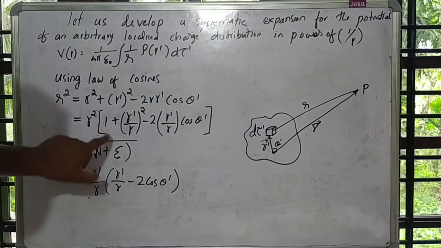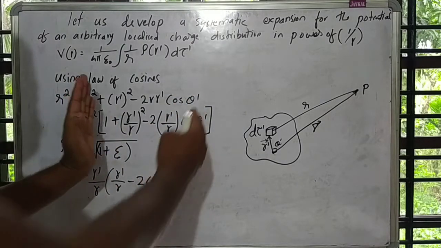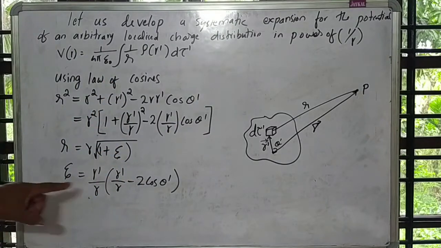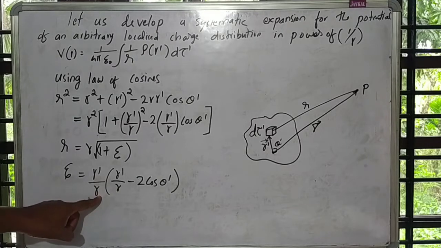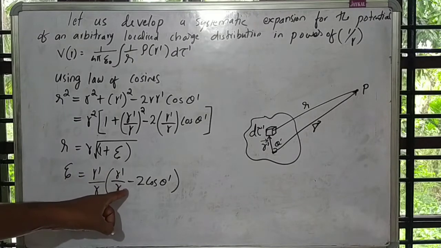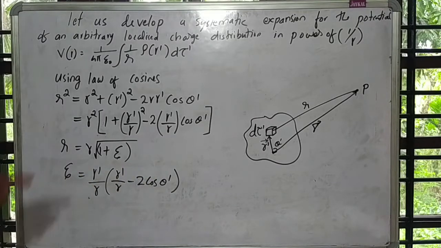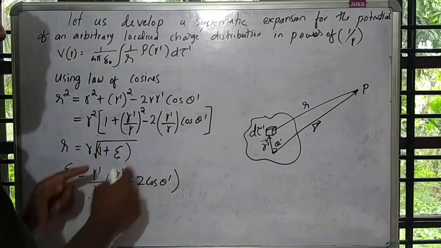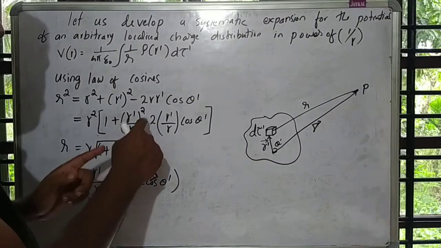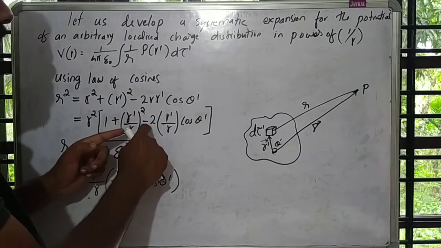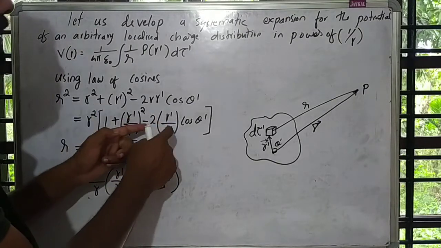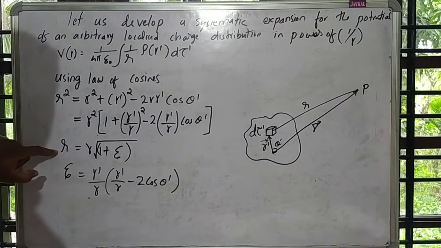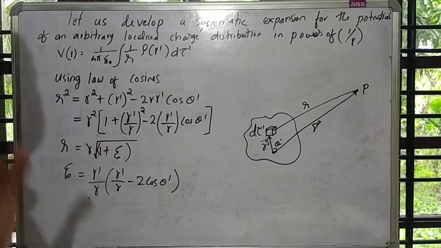Okay, for that we are considering 1 plus this term as under the root, and this term as epsilon. That epsilon is equal to r dash divided by r into r dash divided by r minus 2 cos theta dash. In that equation we are taking r dash divided by r outside, so we can write r dash divided by r into r dash divided by r minus 2 cos theta dash. So that relation can be written as R is equal to r into 1 plus epsilon.